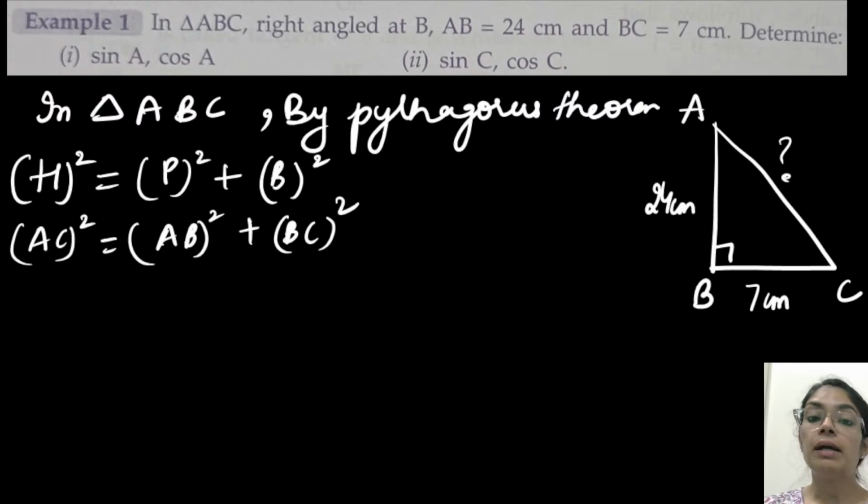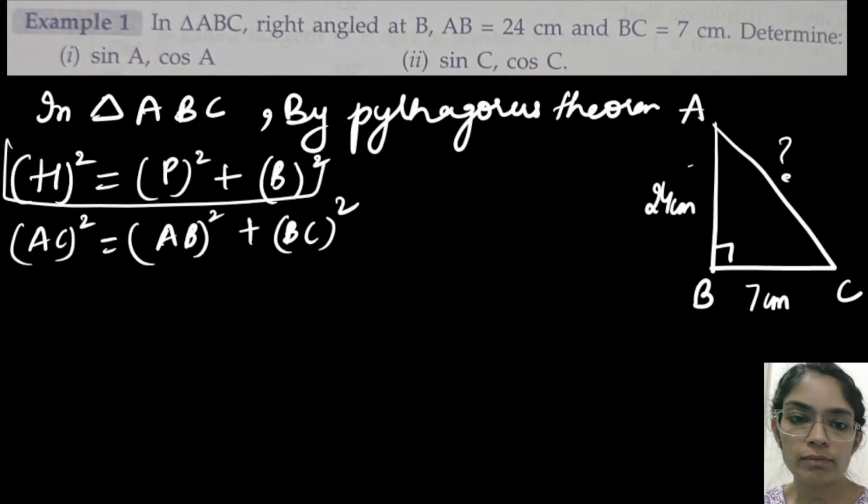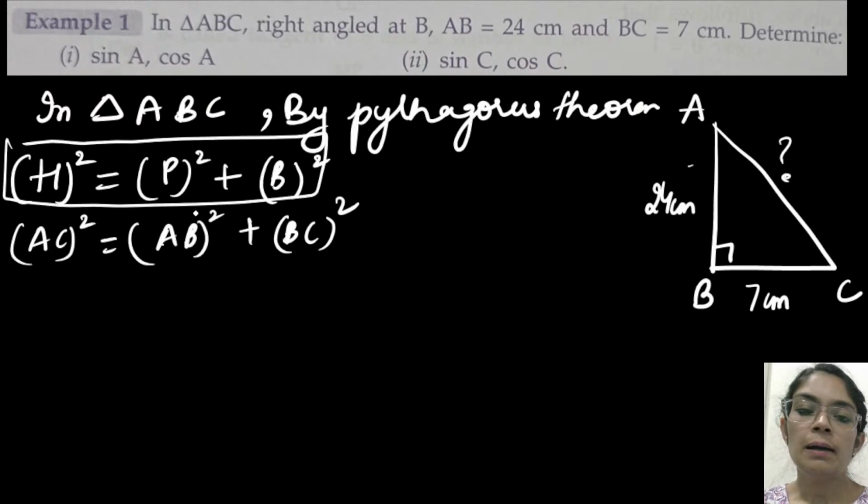Whenever we are doing a question of trigonometry, first of all we should know all three sides of the triangle. Here two sides are known: AB is known, BC is known. So the third side we can find with the help of the Pythagoras theorem. The formula you should know: the square of the hypotenuse is equal to perpendicular square plus base square.